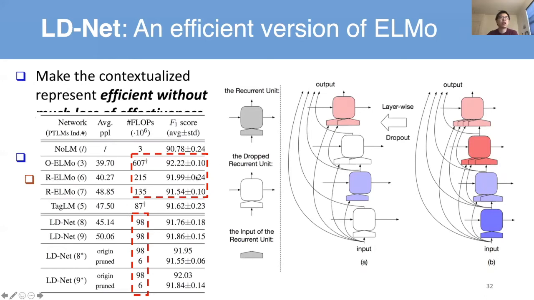If you look at this table, you can see that ELMo requires a large number of FLOPs, while LD-Net is much smaller compared to the ELMo ones. And our final pruned version is really small. We only need 6 million FLOPs to achieve similar or sometimes even better performance on the same NER task.